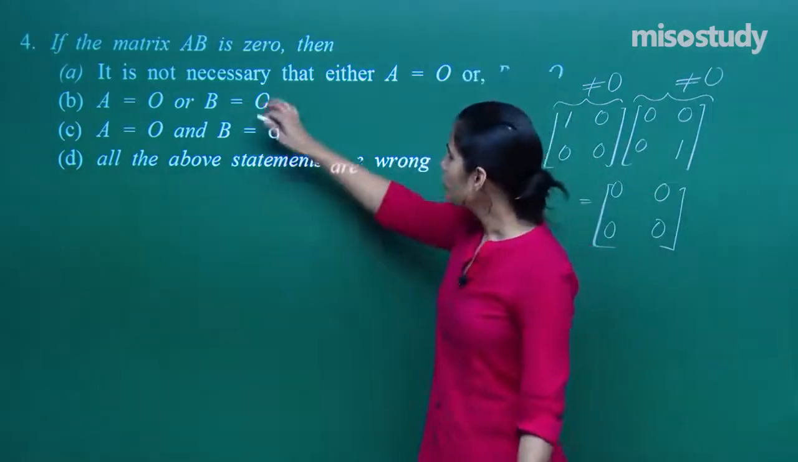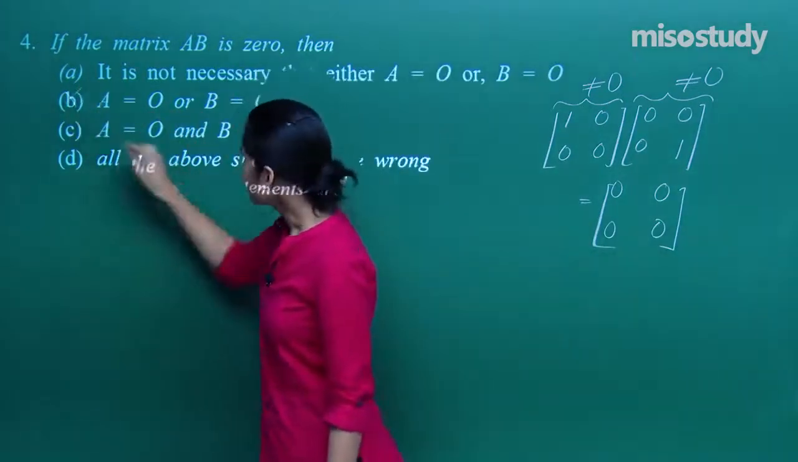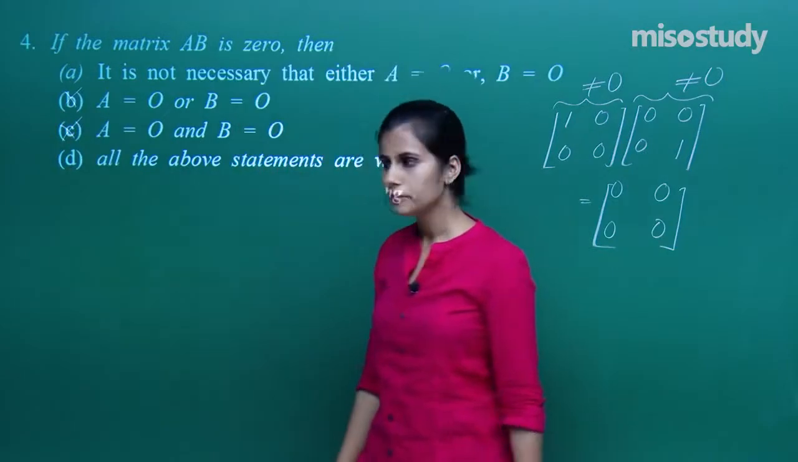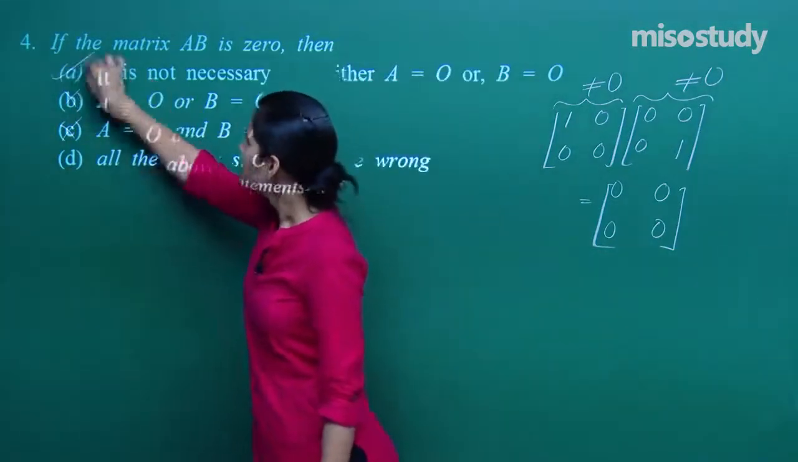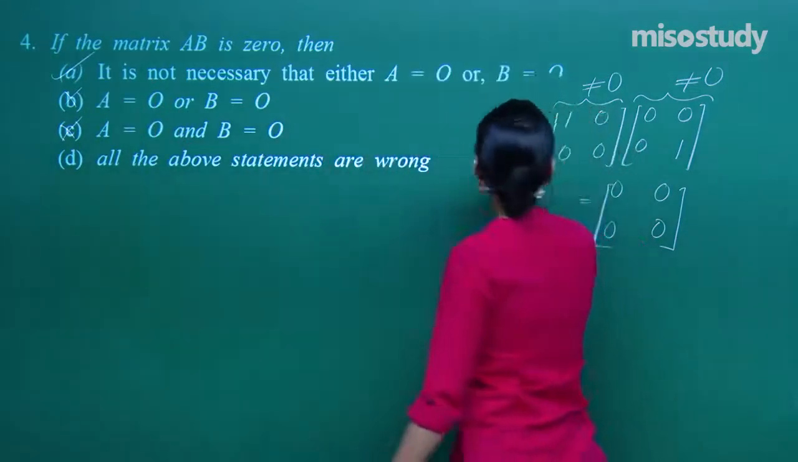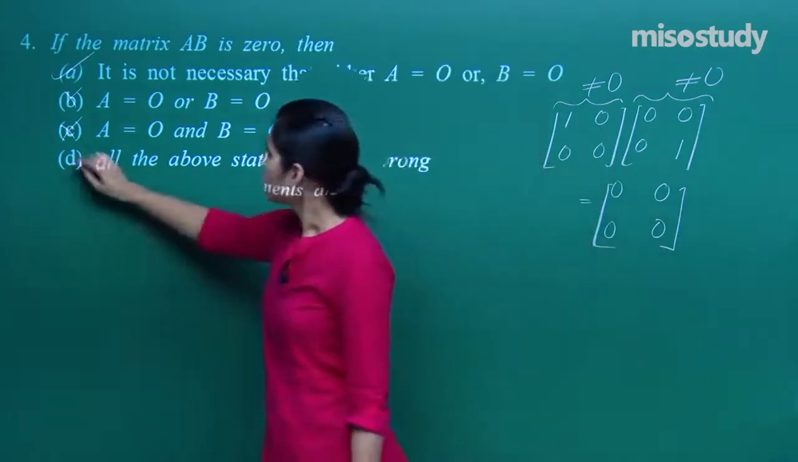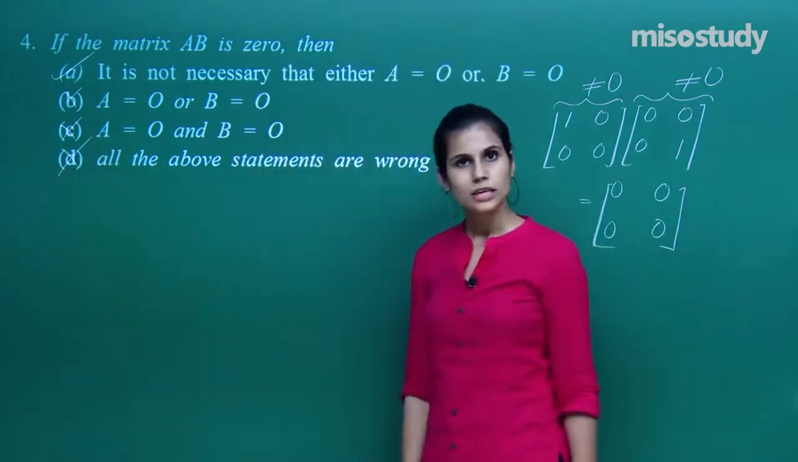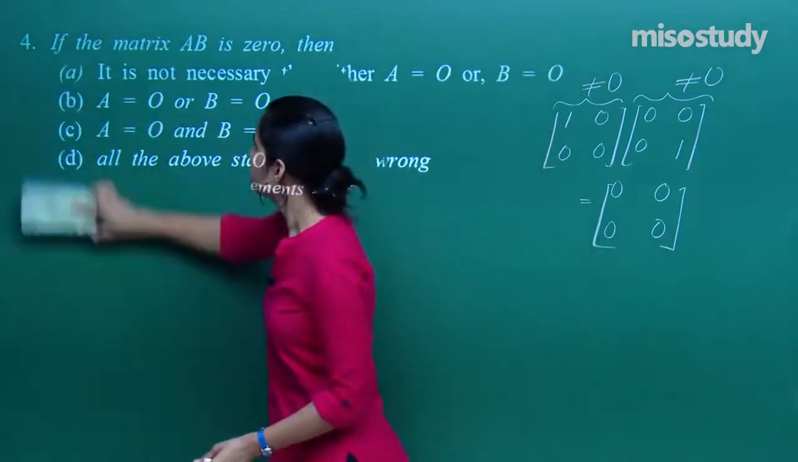That means product of two matrices is 0. That doesn't mean one of them has to be 0 or both of them have to be 0. No. It's written all the above statements are wrong, but first statement is correct, that it is not necessary that either A is 0 or B is 0. Like over here. Both are non-zero, but still the product is 0, and therefore D is also wrong. Fine. Direct usage of concept.